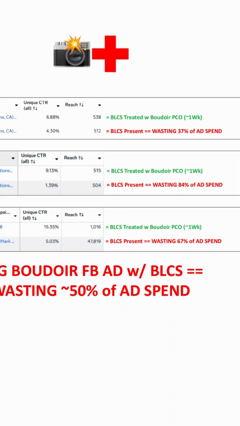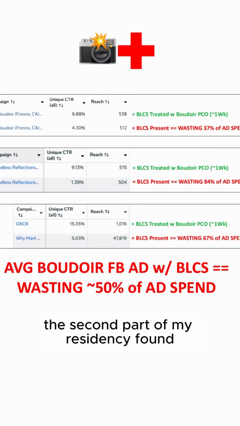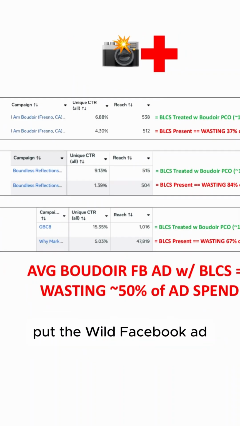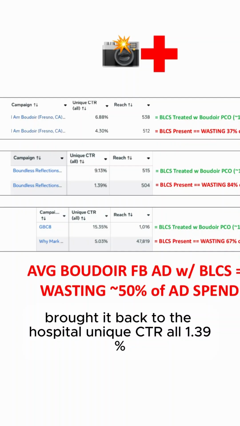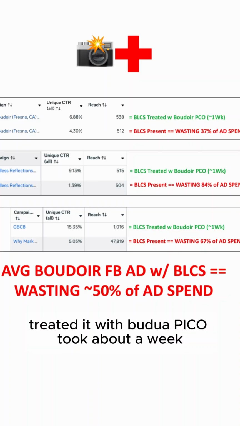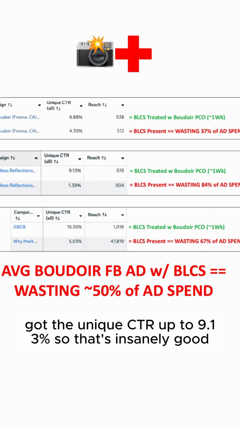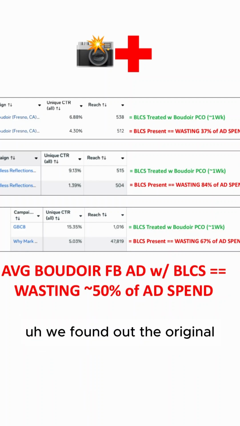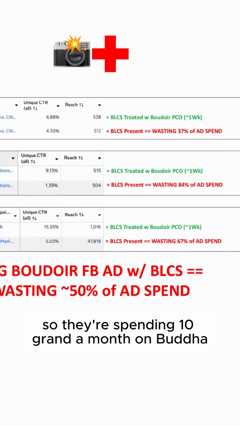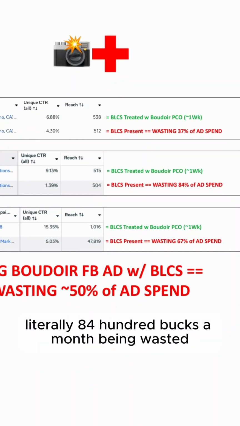Now, the second part of my residency, I found another one in the wild, a Boudoir Facebook ad, and brought it back to the hospital. Unique CTR all 1.39%. Okay, that's under 6%. We know that BLCS is present. Duplicated it, treated it with Boudoir Pico, took about a week, got the unique CTR all up to 9.13%. So that's insanely good. We found out the original was wasting 84% of its ad spend. So if they're spending 10 grand a month on Boudoir Facebook ads, literally $8,400 a month is being wasted, thrown out the window.